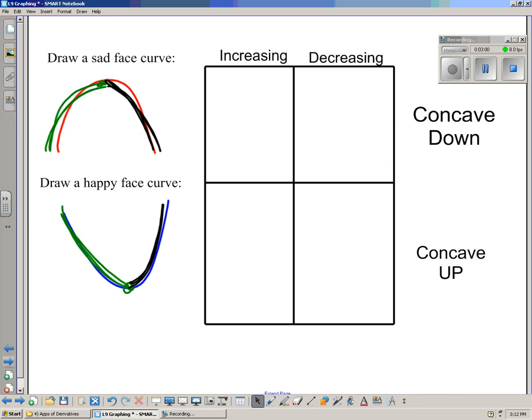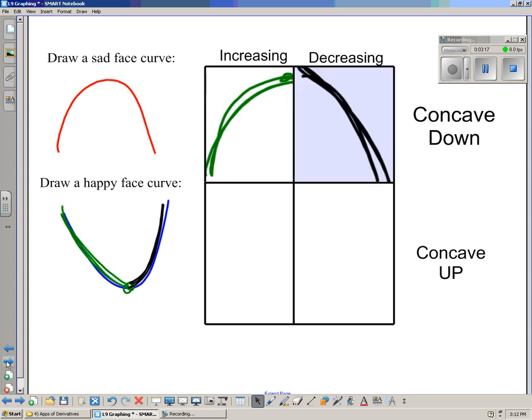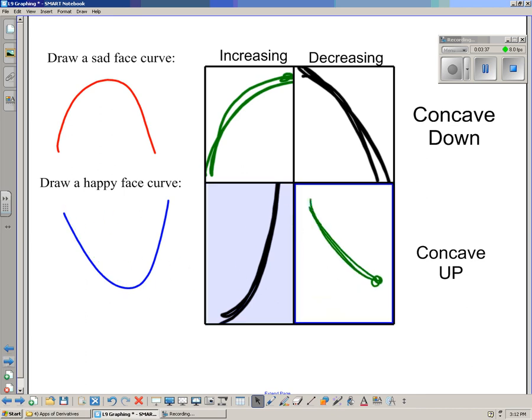So increasing, concave down, would mean we're going up the hill, but we're doing it in a sad-faced way. So increasing concave down would look like this. Decreasing concave down means we're going down the hill and doing it in a sad-faced way. So here's my sad-faced decreasing concave down portion. Happy face, concave up. If we're increasing and concave up, that means we are on the upswing, and we are doing it in a happy way. That would be increasing concave up. And then decreasing concave up, we are going down the mountain, but we are doing it as part of a smiley face. This would be a decreasing concave up curve.